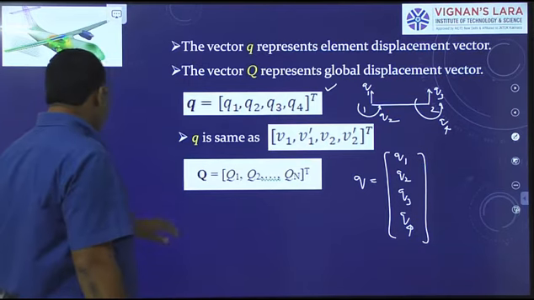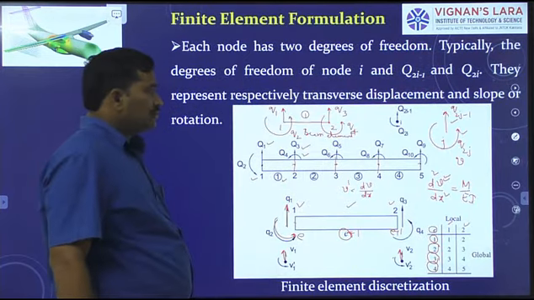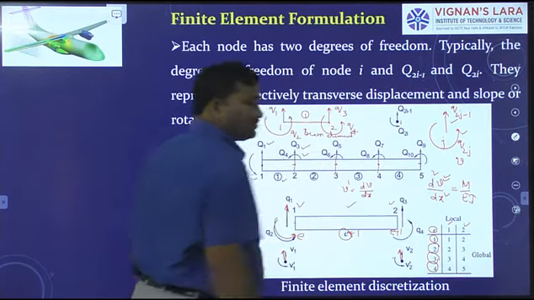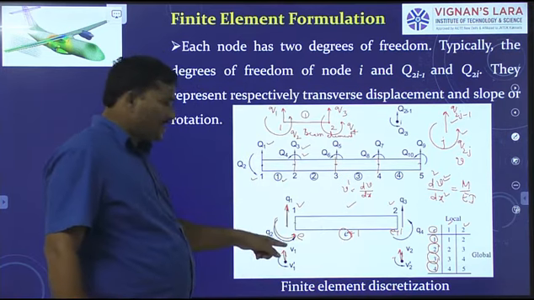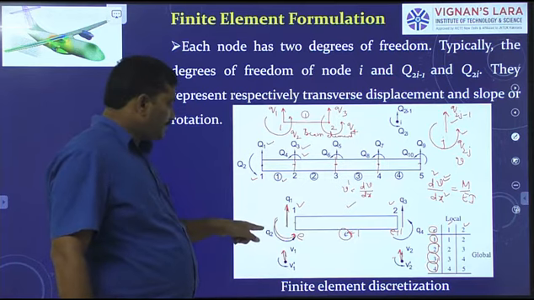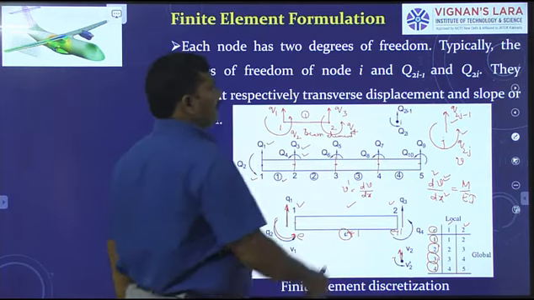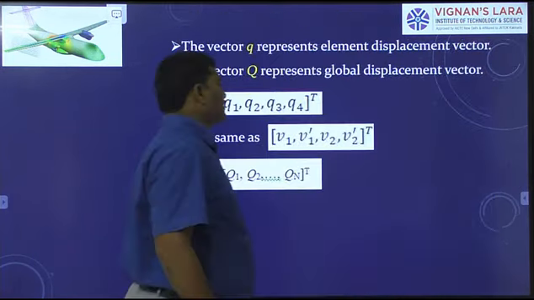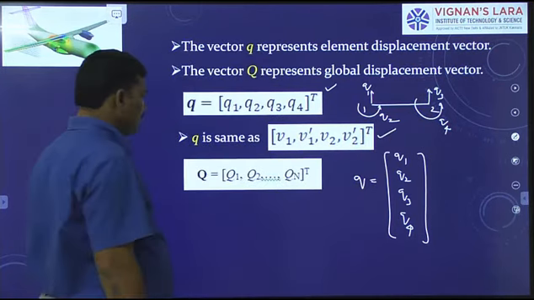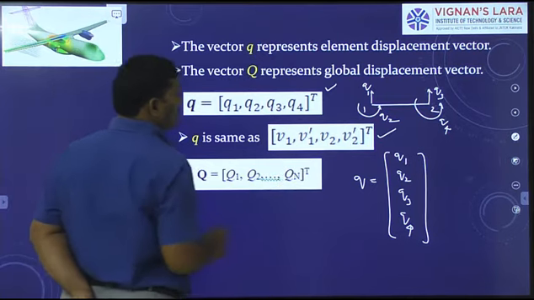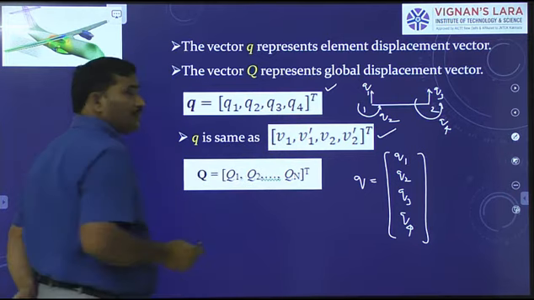Okay. Now, in the previous slide, I told you V represents the beam deflection. Therefore, instead of Q1 you can write V1, and instead of Q2 you can write V1 dash. Both are the same. That is the reason why the element displacement vector you can also represent like this. In place of Q1 you can write V1, in place of Q2 you can write V1 dash.